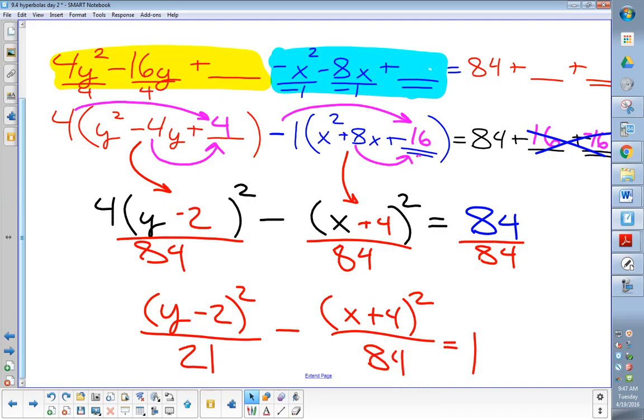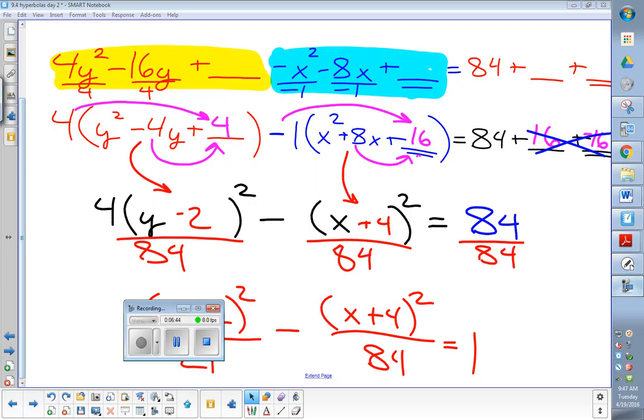This is a hyperbola. I've got two things squared. I've got that important minus sign in the middle like we thought we were going to have. Questions on this setup? Would this be a fun thing to graph? Why is this one going to be a little bit harder to graph than normal? Yeah, you got to square root those numbers on the bottom, like 21 and 84. You could do it. You could go decimal, but it's not going to be a lot of fun. Good.